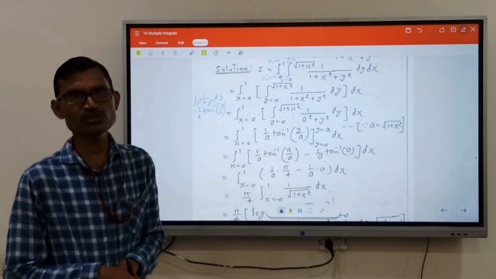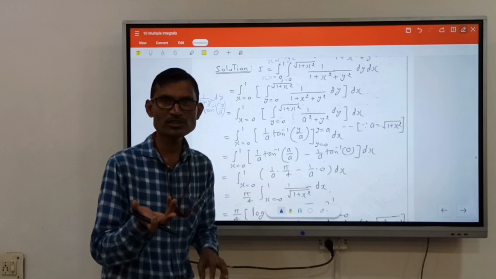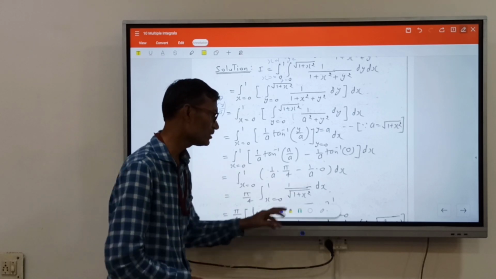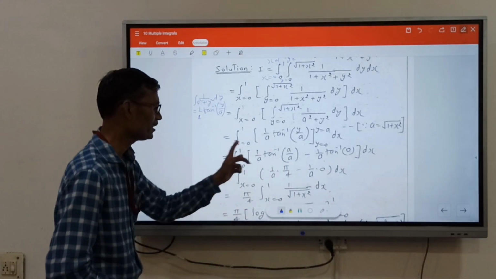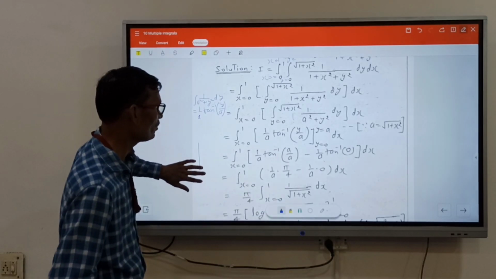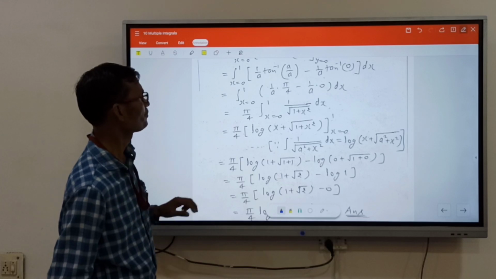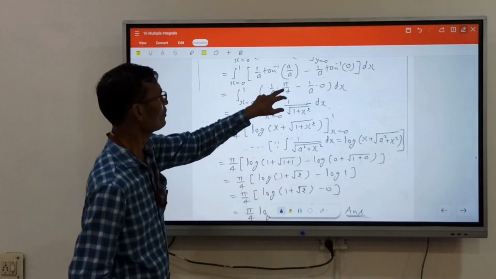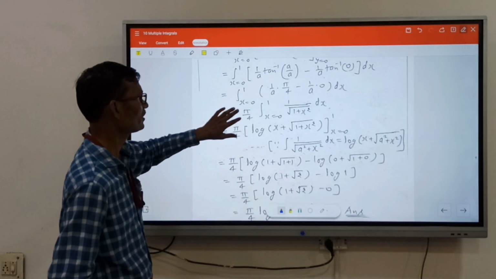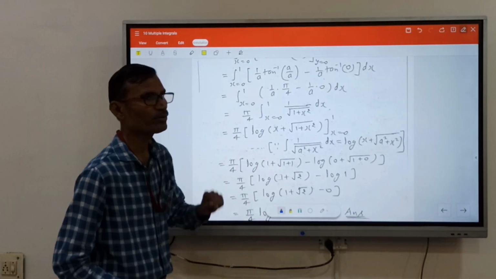And what is tan inverse 0? Tan inverse 0 is 0, like tan 0 is 0, so tan inverse 0 is also 0. In this way, this whole result becomes only 1 by a into pi by 4. Pi by 4 is a constant term, so just put it outside, and now we have 1 upon a.